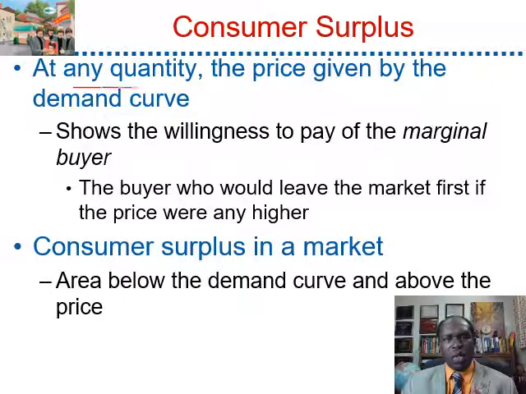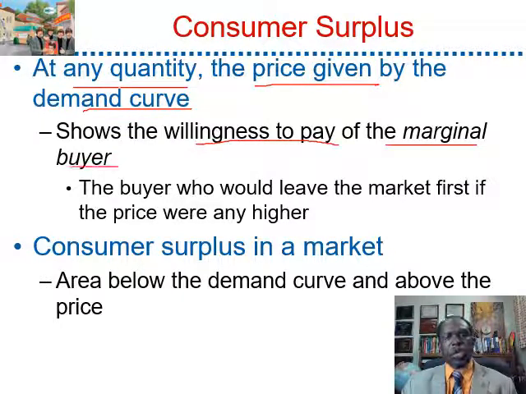So at any quantity, the price given by the demand curve shows the willingness to pay of the marginal buyer. So how do you measure the consumer surplus in a market? It's the area below the demand curve and above the price.